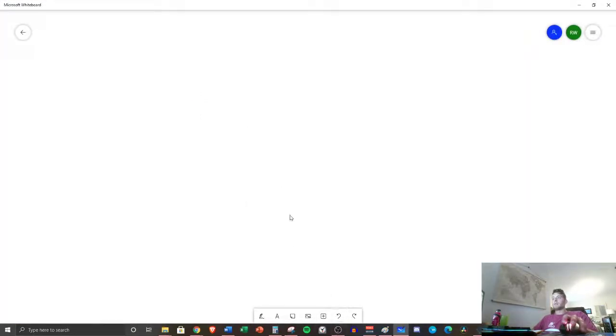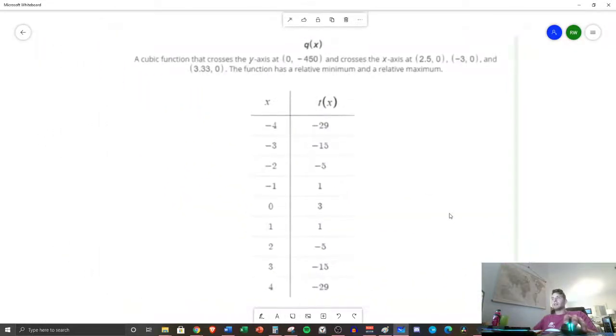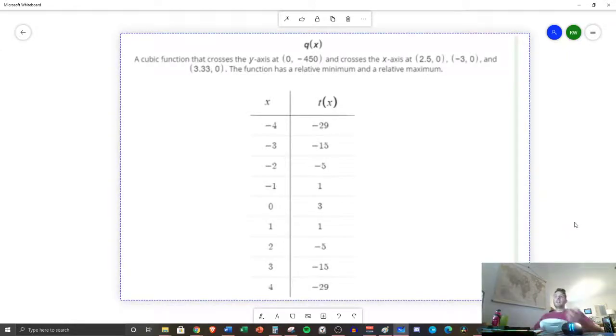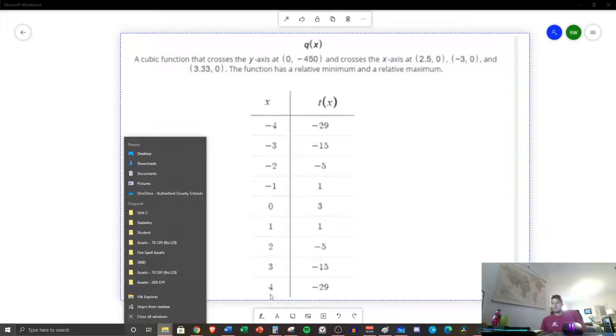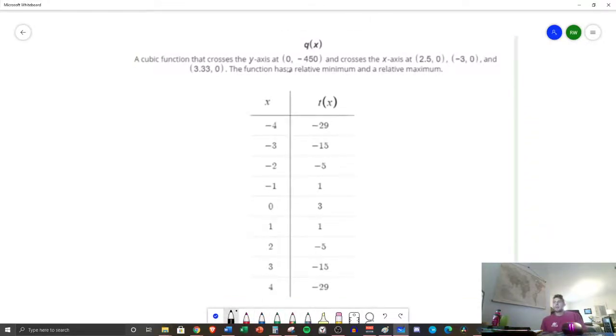Make a new one. Paste. Let's enlarge that. Okay, so we have these functions here. So we're talking about a cubic. Cubic, what does that mean? Well, that means the degree is 3. So that's what we wanted to know.